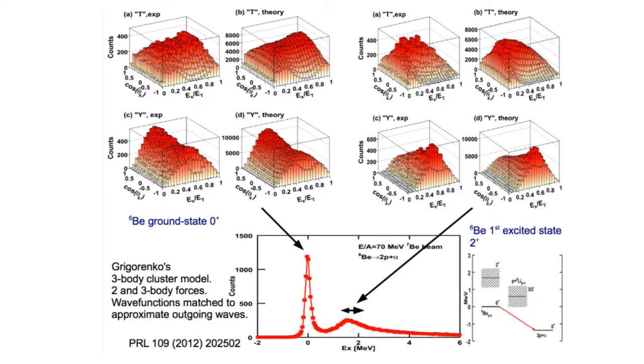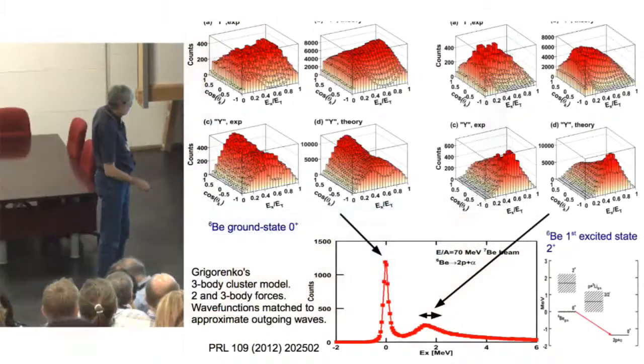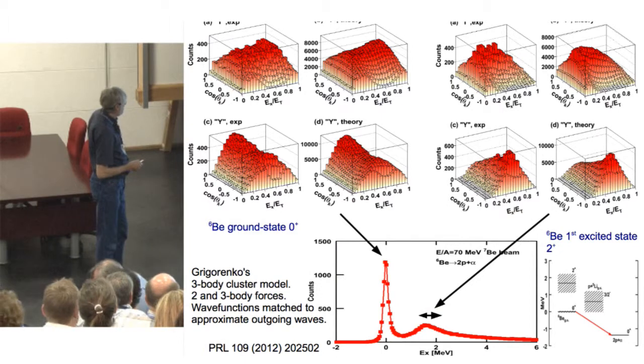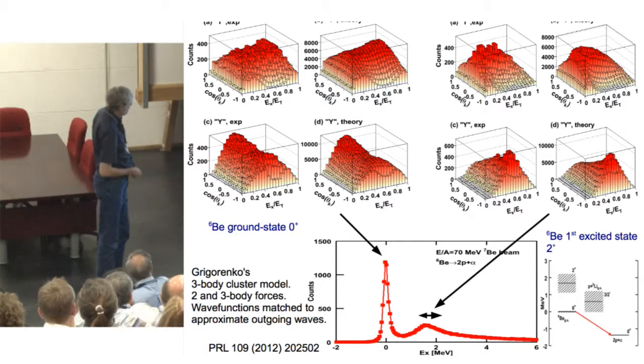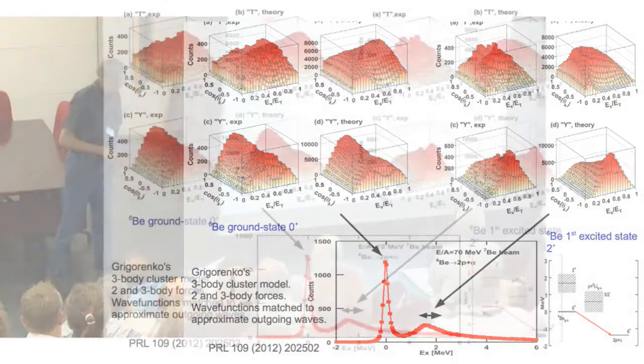So here's the ground state of beryllium-6, and here are the experimental correlations in the T and the Y system, and here are his predictions, and they match up pretty well. Notice there's a little dip here, and it's also in the prediction. And then here is the first excited state, it's a 2+. Notice the correlations are quite different in this compared to the ground state. But again, his calculations match up quite well.